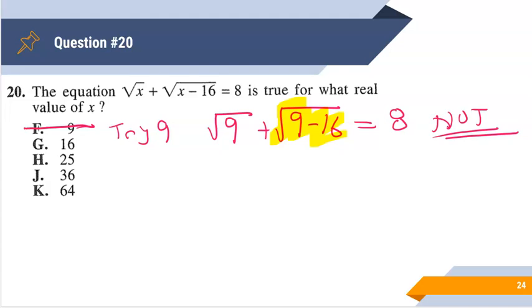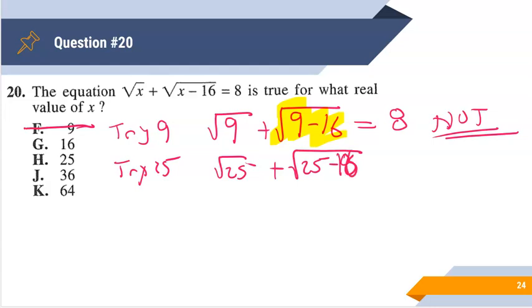Let's skip down a bit. Let's try 25. So square root of 25 plus the square root of 25 minus 16. Does that equal 8? And the answer is yes. Yes, it does. I think that's the fastest way to get this answer. The algebra on it takes a while.